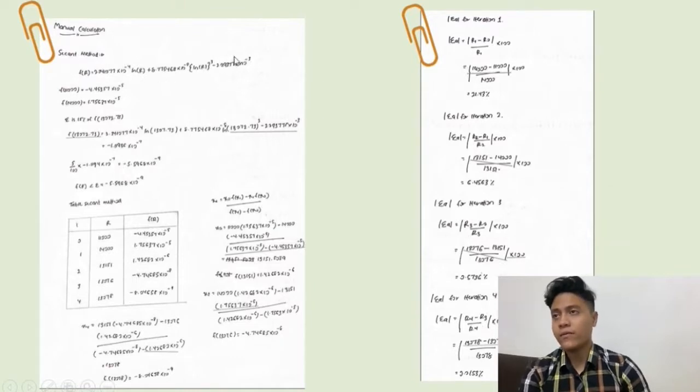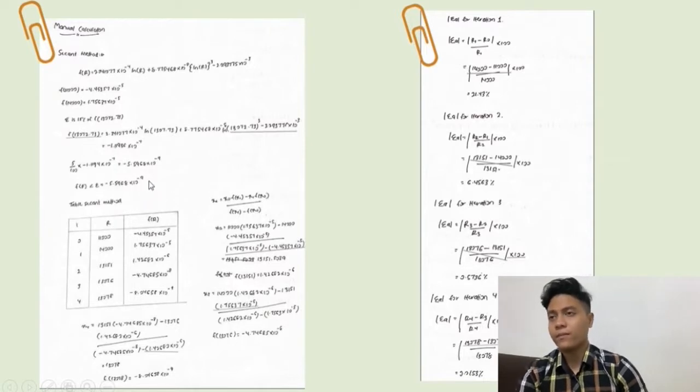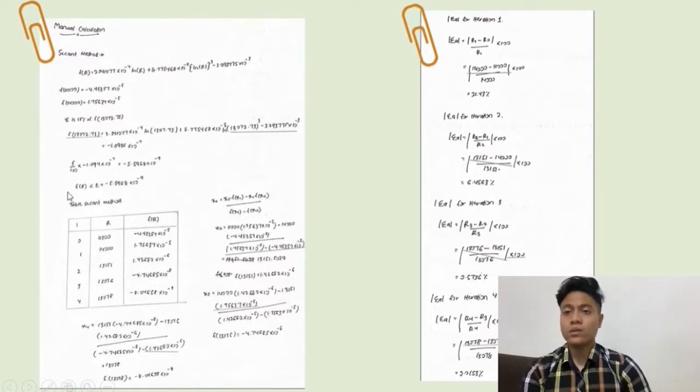This is the function f(R), the question given. ln R for resistance, and this is f(1100), and we get this value. And this is for f(1400), and we get this value. And after that, the question: f(R) less than or equal to negative 5.5698 multiplied by 10 to the power of negative 9. After we get this value, we need to do the solution.